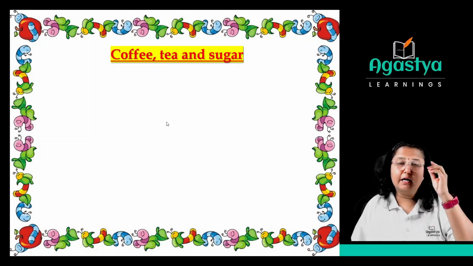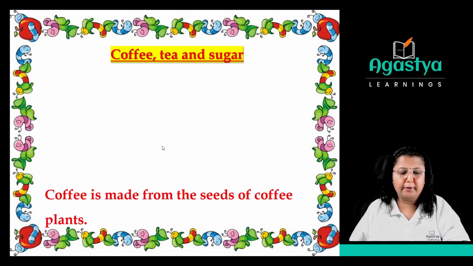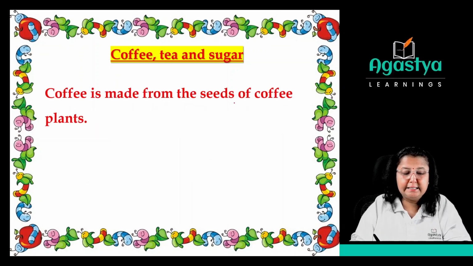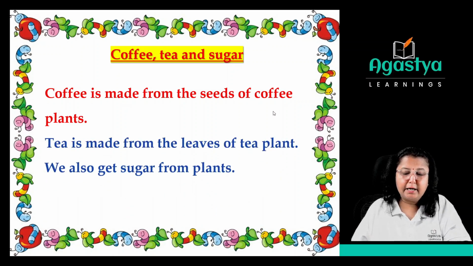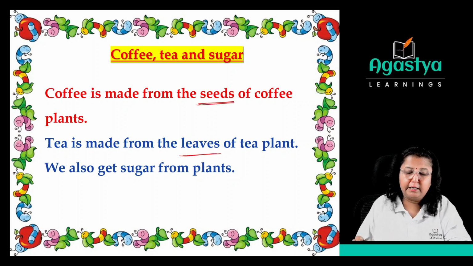So, the next thing we are getting from plants is coffee, tea, and sugar. Yes, coffee is made from the seeds of coffee plants. We call them coffee beans as well. Tea is made from the leaves. Coffee is made from seeds. Tea is made from leaves of a tea plant.